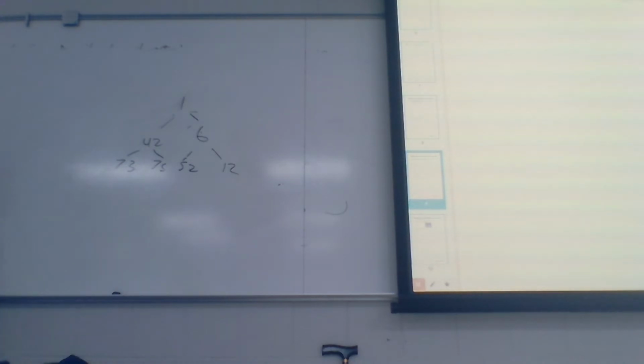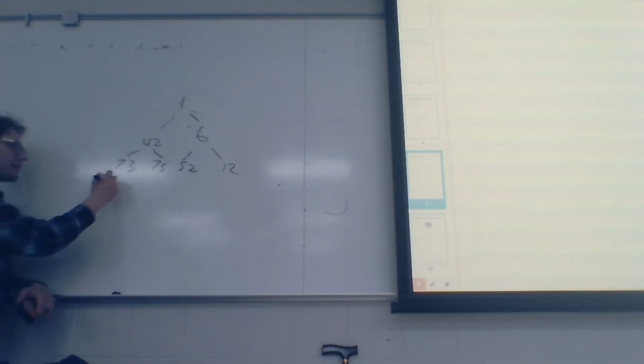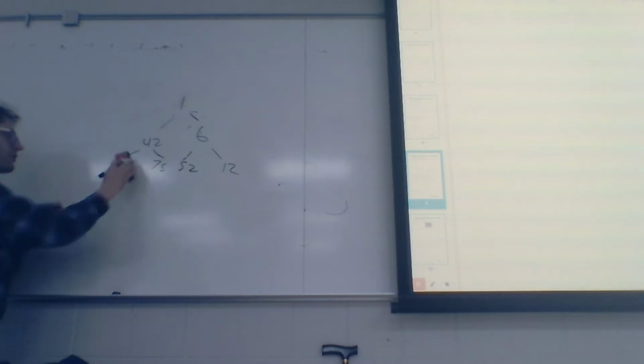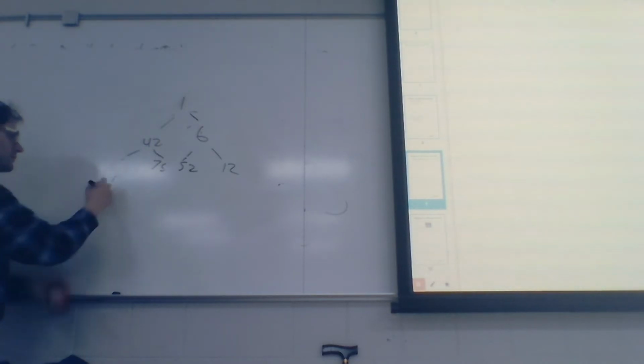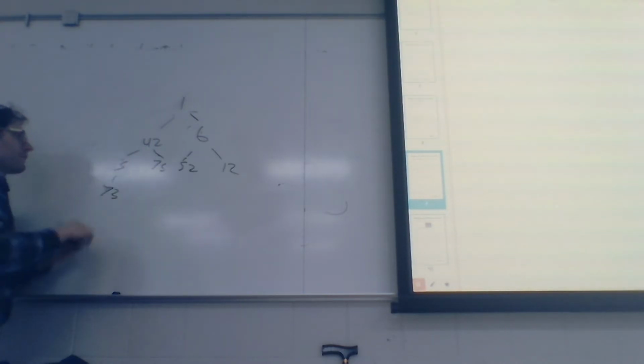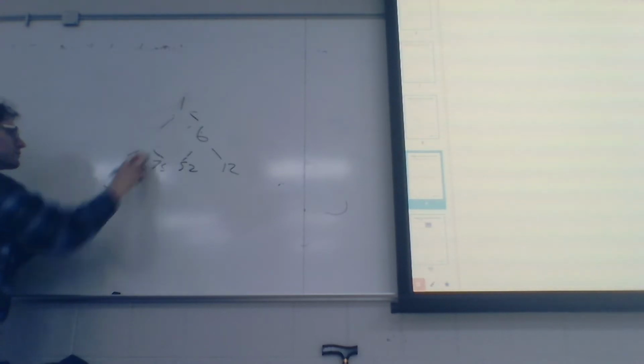Okay. Do we want to add anything else to this heap? Where would the next item go? Left, yeah, but left of 73. All right, let's go ahead and add 5 to this. 5 would swap with 73. And then 5 would swap with 42.